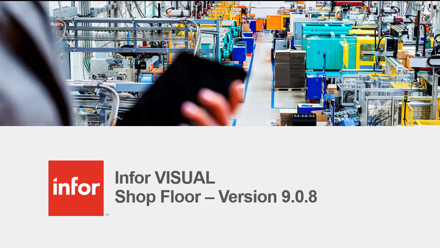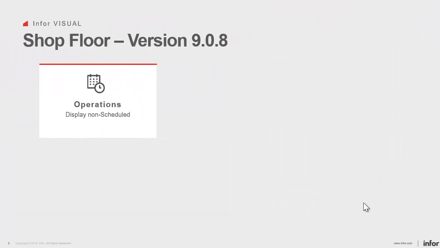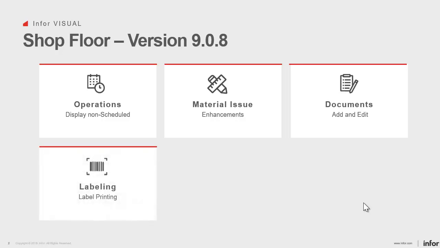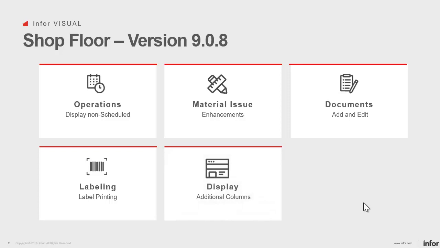The following is an overview for Infor Visual Shop Floor version 9.08, beginning with the display of non-scheduled operations. Next we'll move over to material issues. There are several enhancements. Document attachments have been enhanced with add and edit capabilities. There is now label printing for trace parts. Display has been enhanced with additional columns. And finally we'll end with a couple enhancements for tools and utilities.